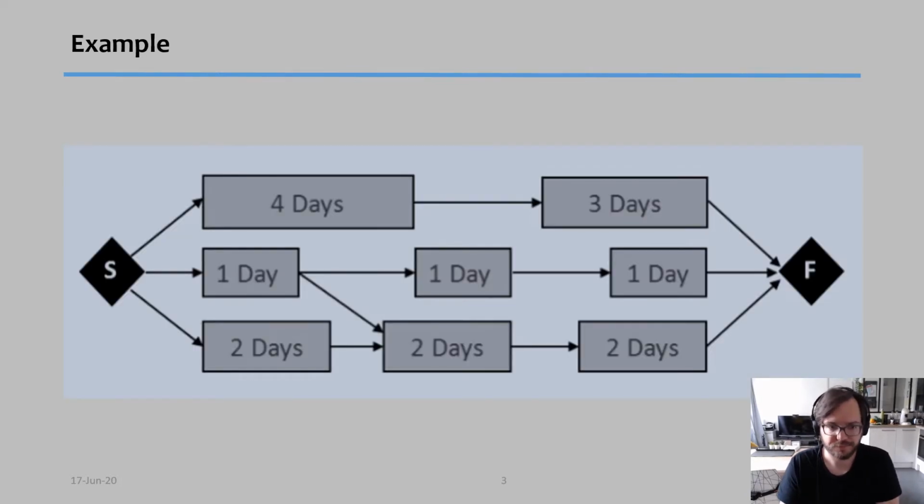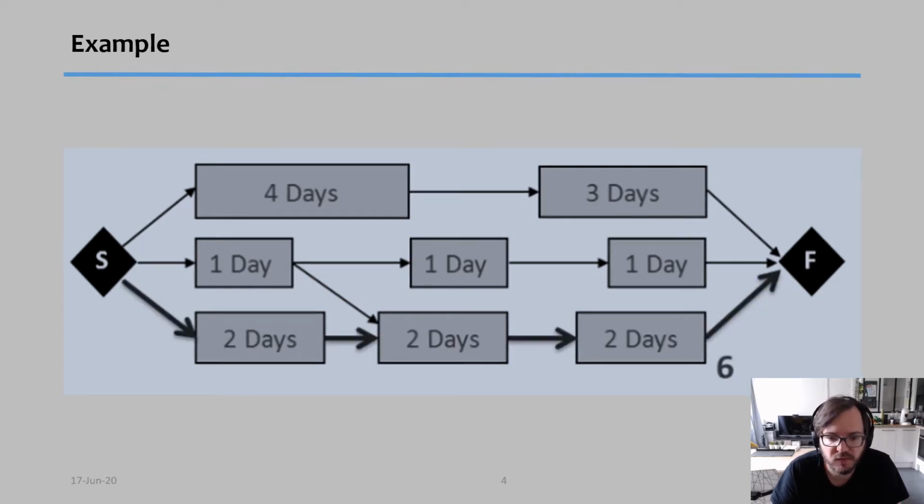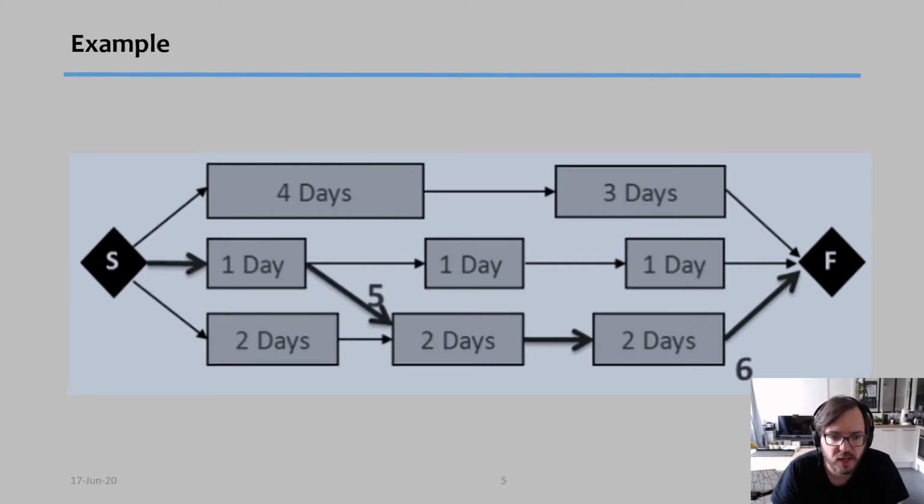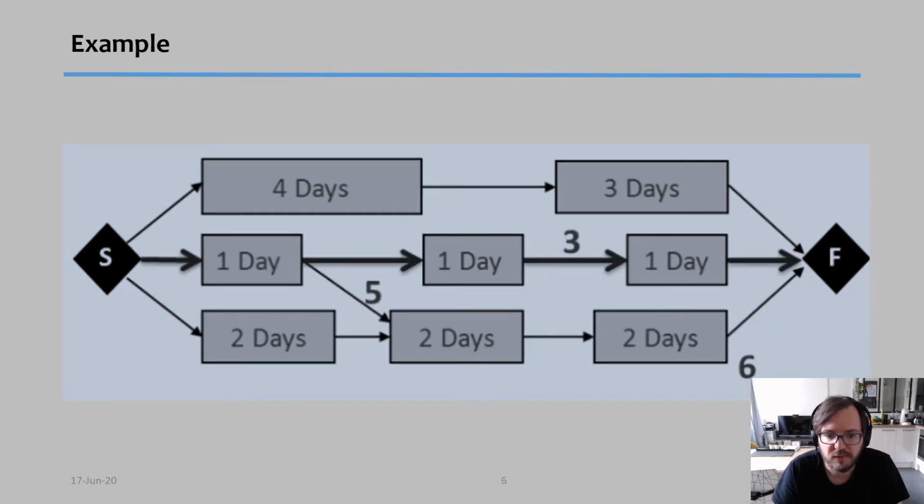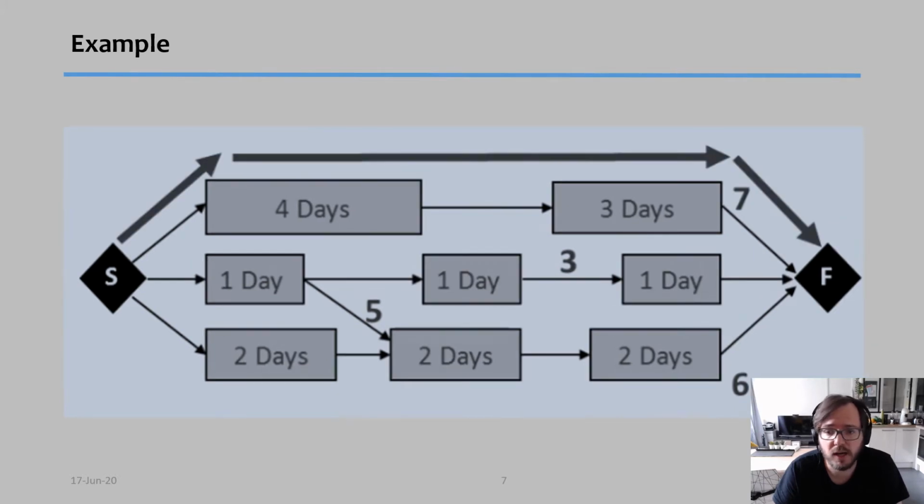So here I have a visual representation of a project. I have the start at the left, the finish at the end, and let's see which one would be the critical path. If I take the path more at the bottom, then this task would be 2 days, 2 days, 2 days, so a total of 6 days. On the other hand, if I start in the middle and then go in the bottom path, I'll have a duration of actually 5 days. If I go through the middle path, I'll have a duration of 3 days. And finally, if I go through the upper path, I'll have a duration of 7 days. So 7 days is the longest path in this project.